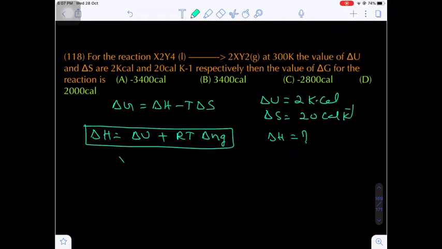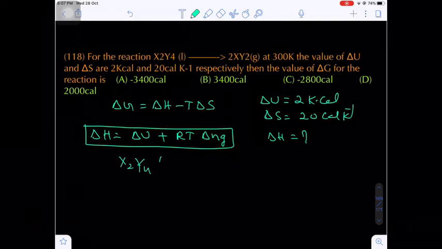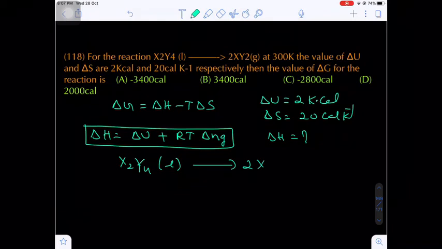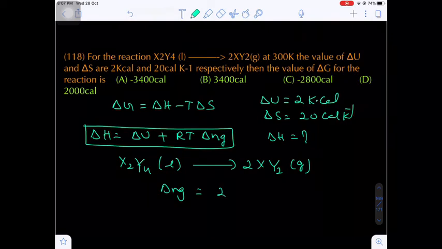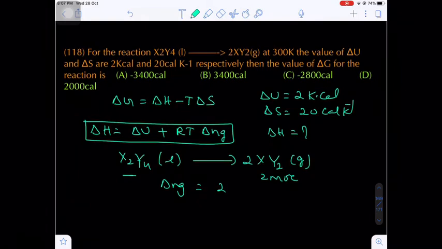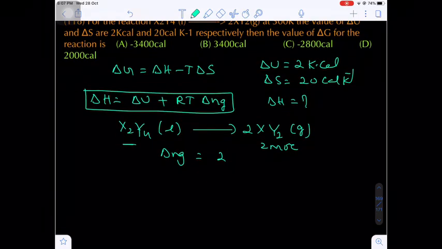Yes or no? What is the reaction given? X2Y4 is a liquid which will be converted to 2XY2 gas. Now what is the number of moles here? Only 2 moles, because liquid moles are not considered. Only for gases we can consider the number of moles. So delta Ng value is 2.